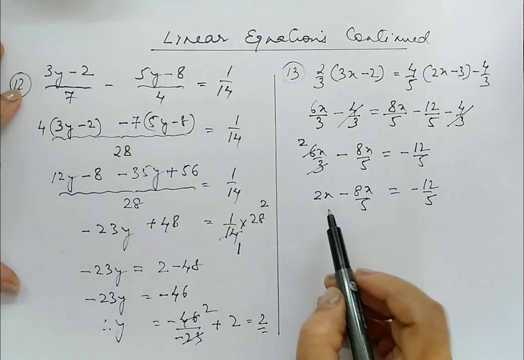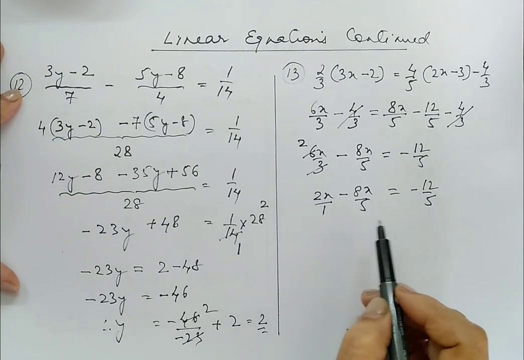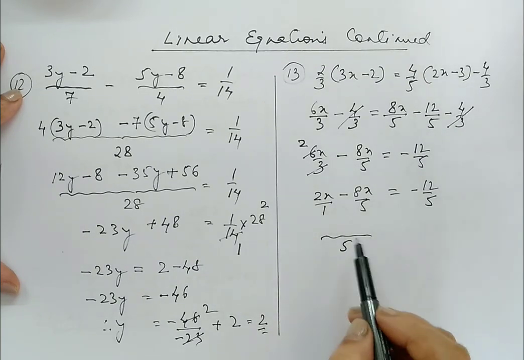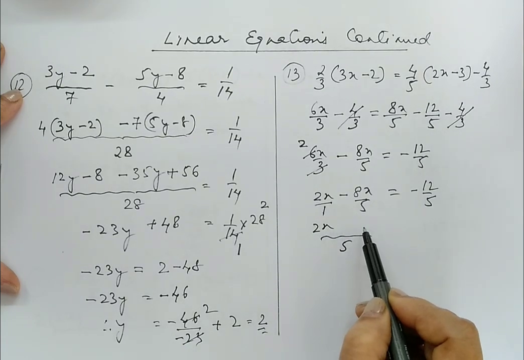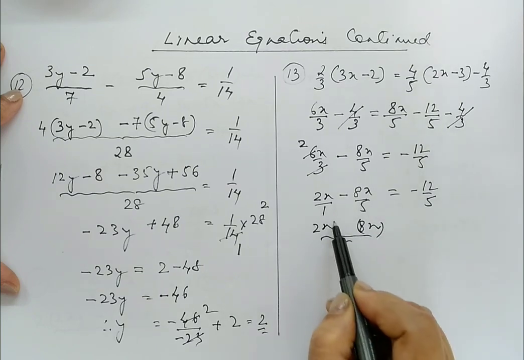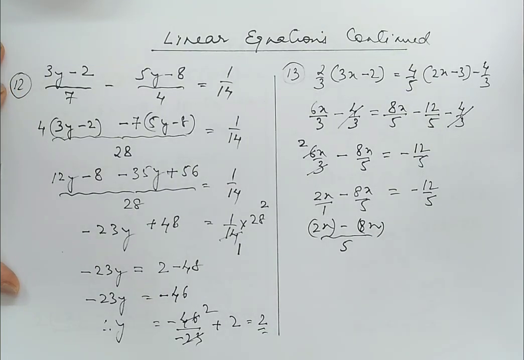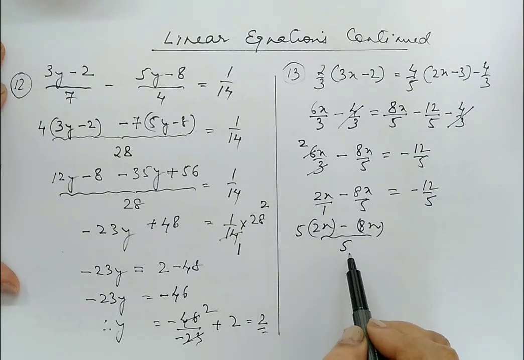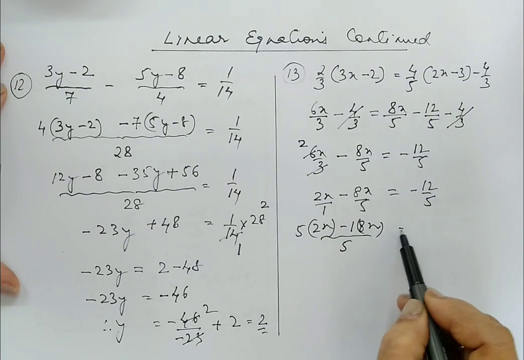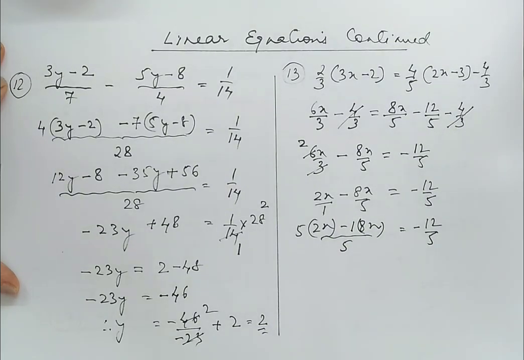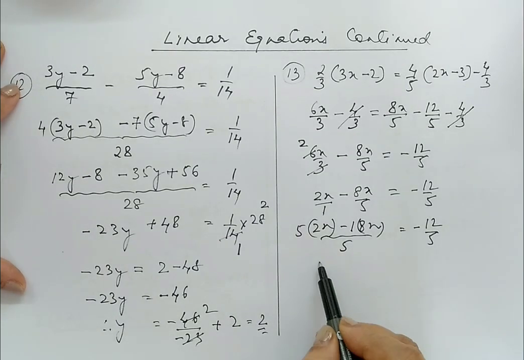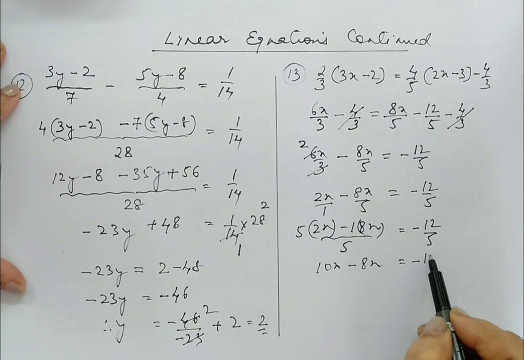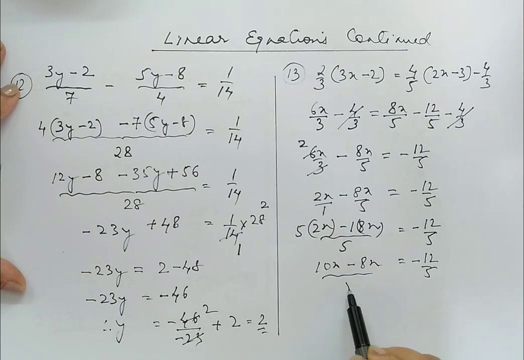Now what? Having no denominator, we assume that there is a 1. So we try to find out the LCM of these two. So it's 5. Now 2x and 8x, bracket, bracket, sign minus. This will go how many times? Obviously 5 times, because 1 fives are 5. This will go once, and here we have minus 12 by 5. Correct? This will be equal to 10x minus 8x equals minus 12 by 5 over 5.